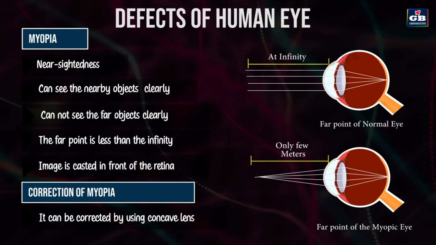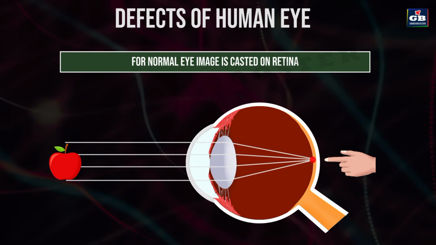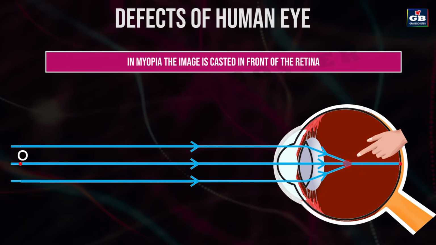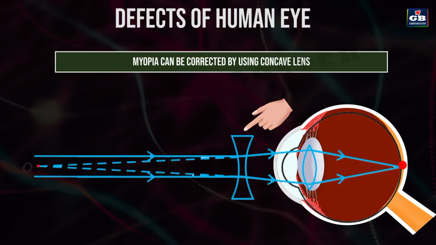We know that when the image of an object is cast on the retina, we will be able to see it clearly. But in myopia, the image is cast in front of the retina, not on the retina. So this leads to blurry vision. Then how can we correct it? How can we make the image fall on the retina? This can be done by using a concave lens. A concave lens makes the image fall on the retina. By that, the myopic person can see the far objects clearly.